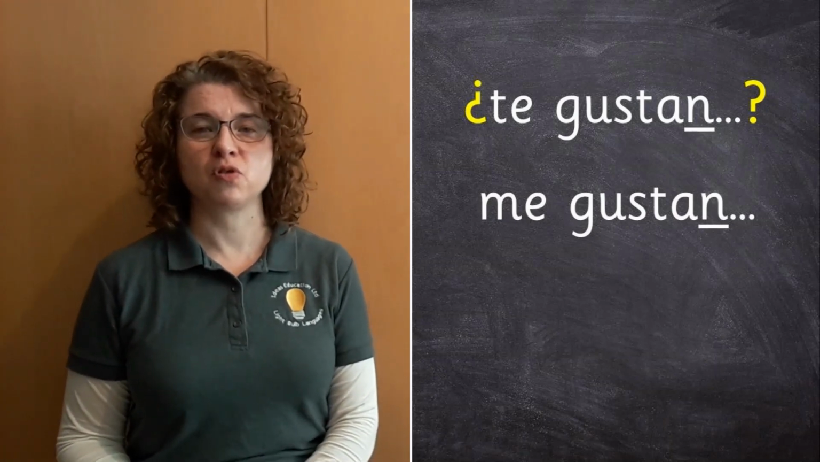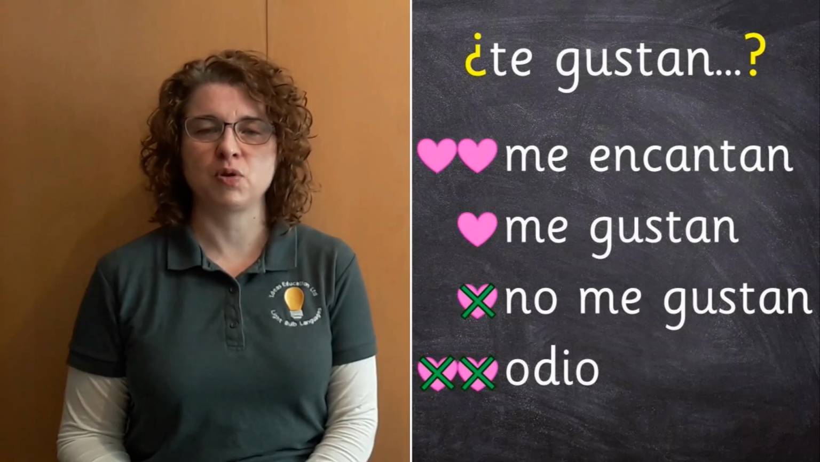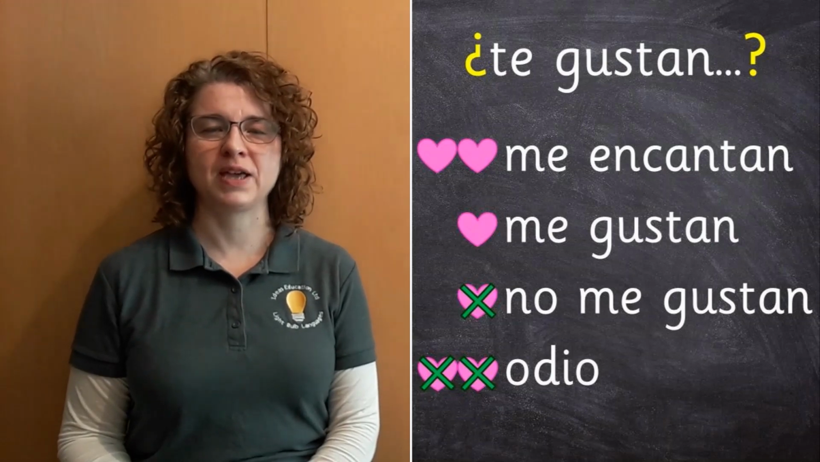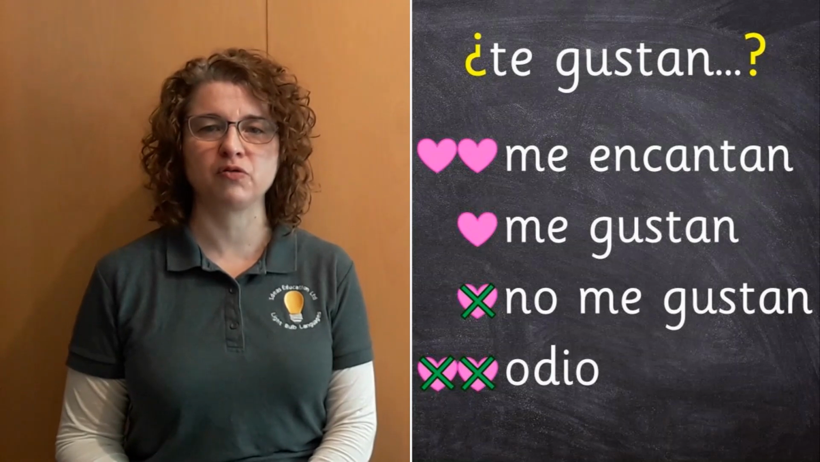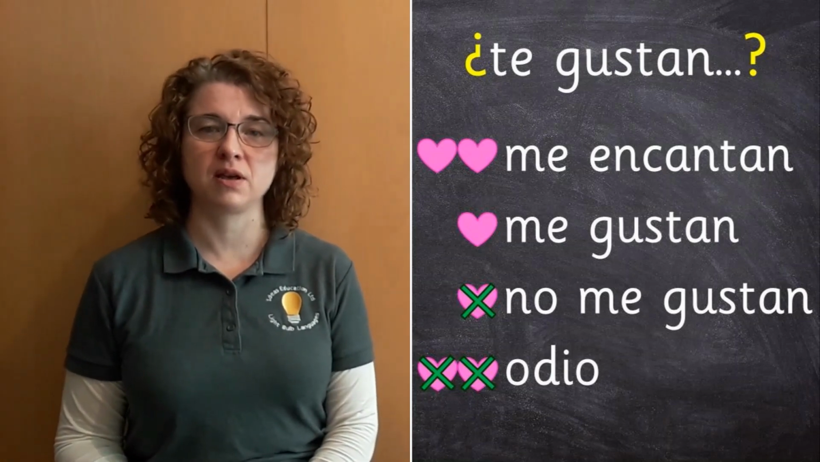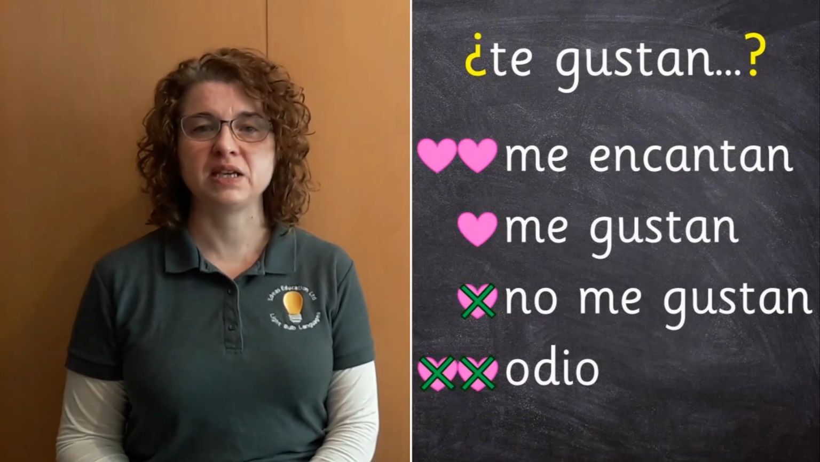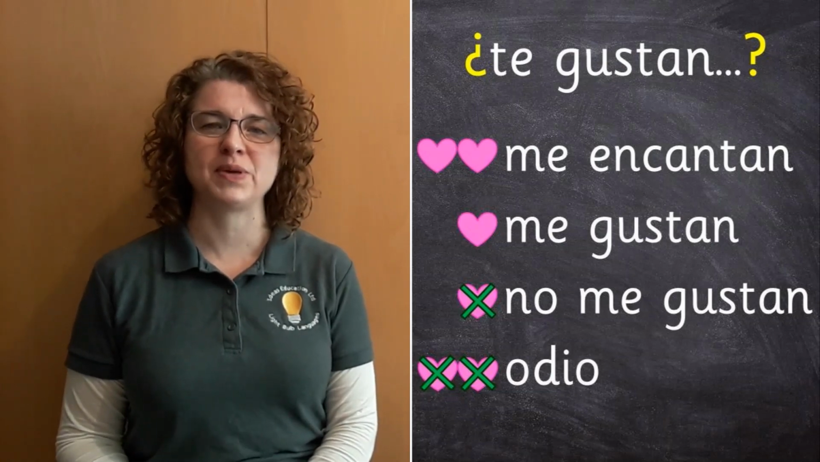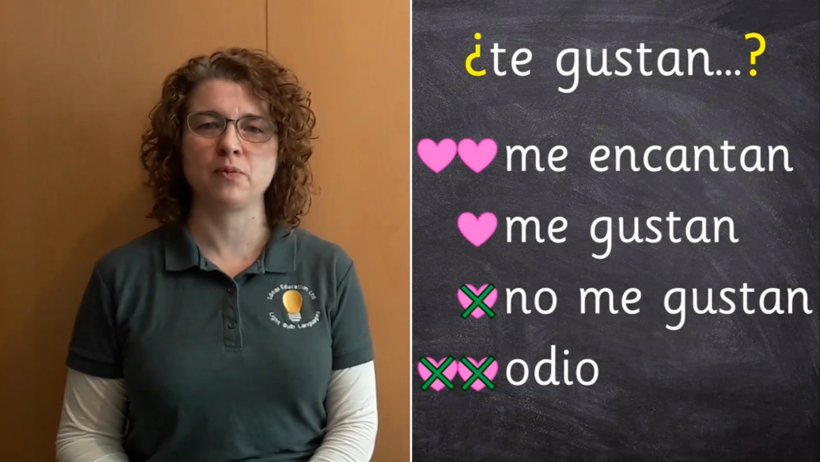Now, just as before, there are some alternatives to me gustan if you want to say another opinion about the food. So we have me encantan for I love with a plural food. No me gustan, I don't like, a plural food. And the one that doesn't change is odio, because it still has the o on the end, which means I, like in tengo and me llamo, for example.